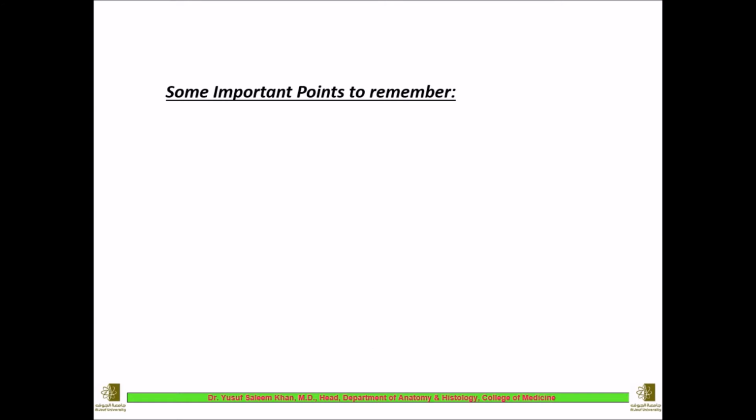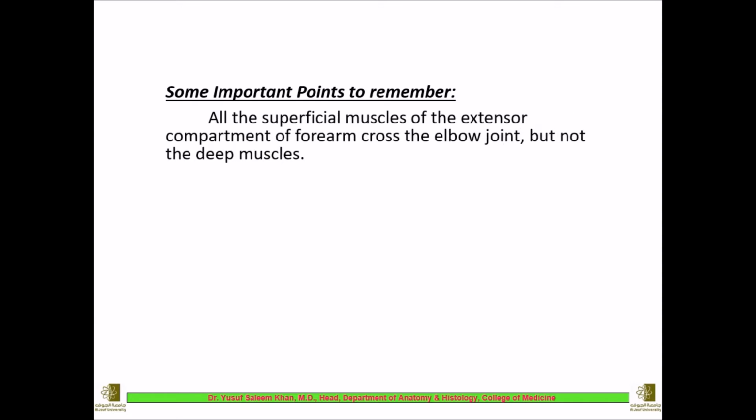Before we proceed further, we should know some basic points of the forearm, especially the extensor compartment. We already discussed the basic features of the flexor compartment in part 1. Now we'll be discussing the extensor compartment of the forearm with some brief introductory points which you should remember, which are common.